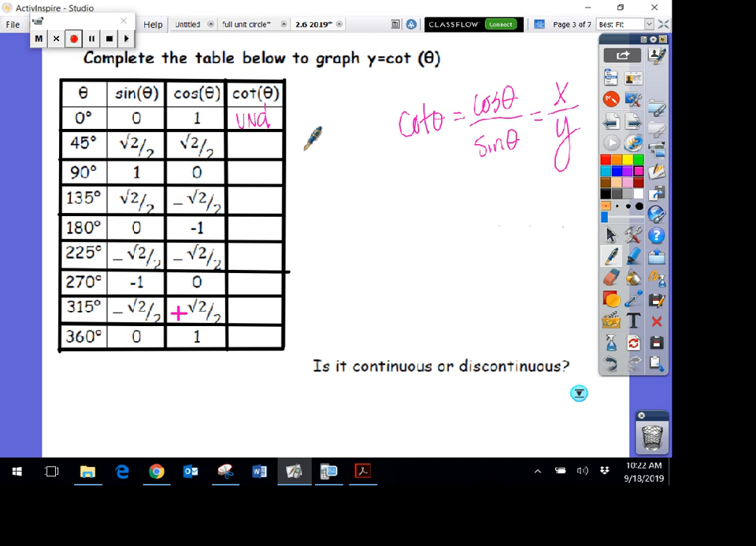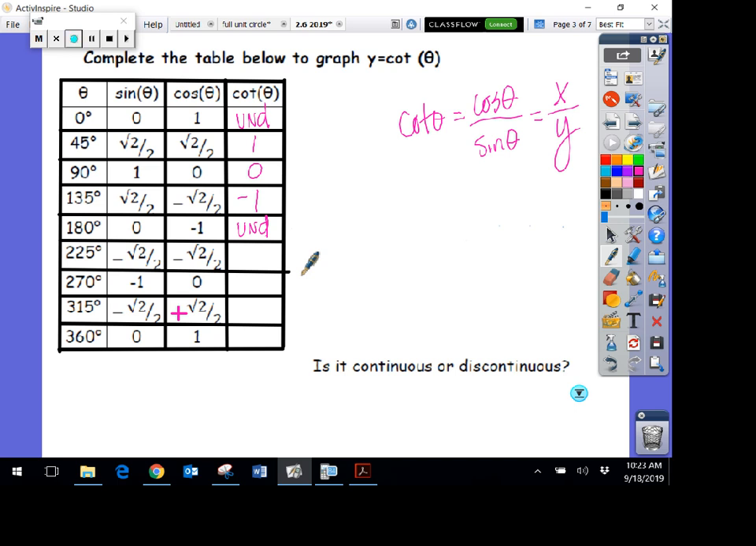Same thing over itself is 1. 0 over 1 is just 0. Negative over positive, negative 1. Negative 1 over 0, we're back to undefined. So now we're going to start that pattern again. We're only at 180 degrees, and we're already starting that pattern over.